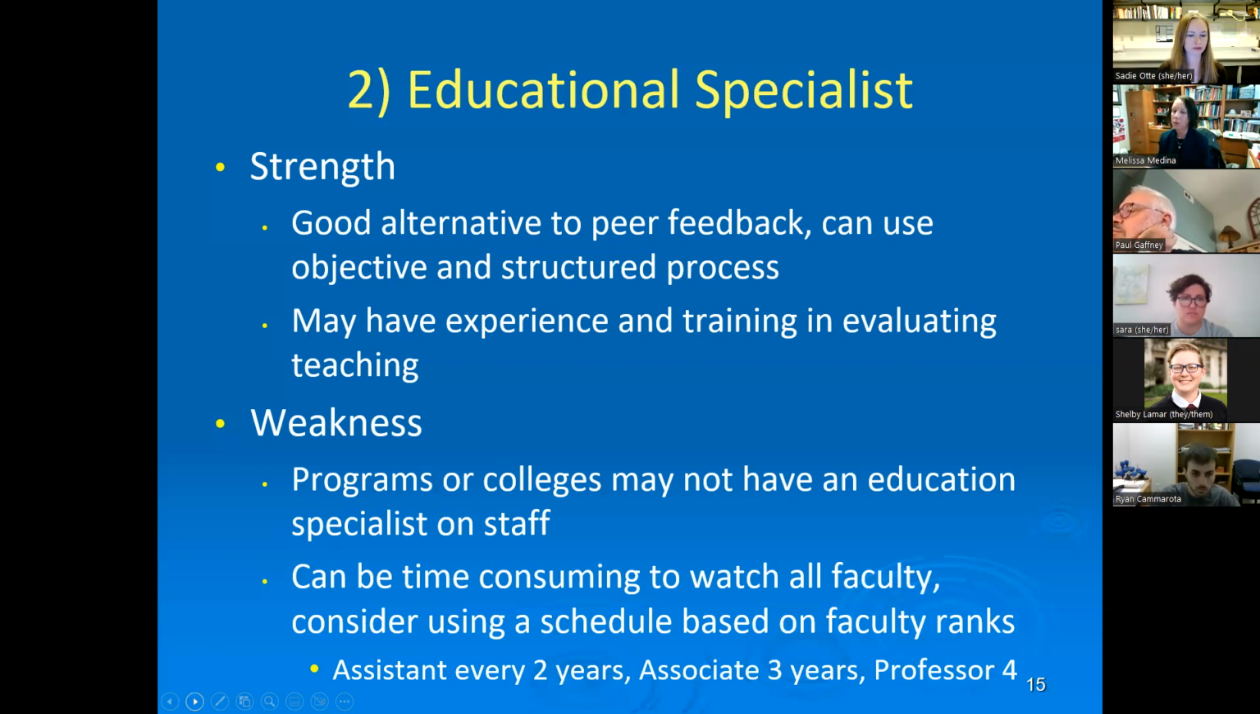So one thing you can consider if this is what you're doing, you can put people on a schedule. So for our faculty, our department chairs in our college agreed that we should use a schedule. So we evaluate our assistant professors every 2 years, our associate professors every 3 years, and then our professors every 4 years. Do any of you have a schedule like this, or have you used peer evaluators to come in and watch your teaching? You can put it in the chat if you've had a peer evaluator come watch you.